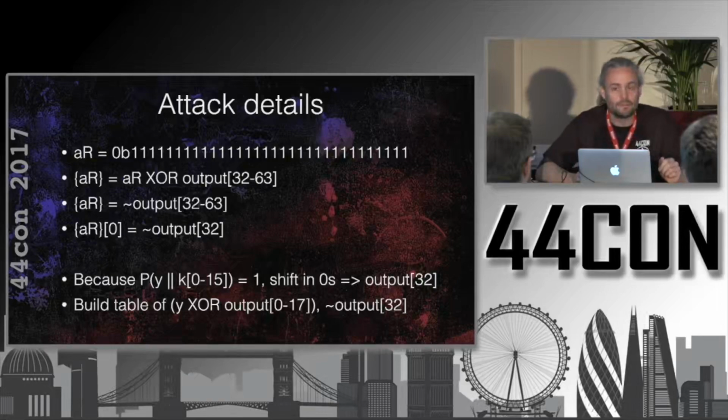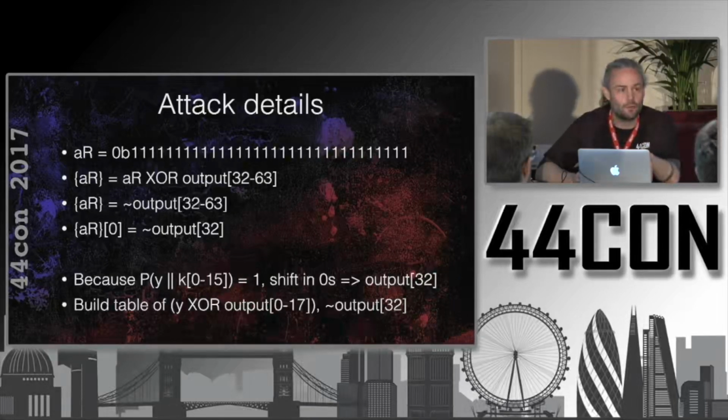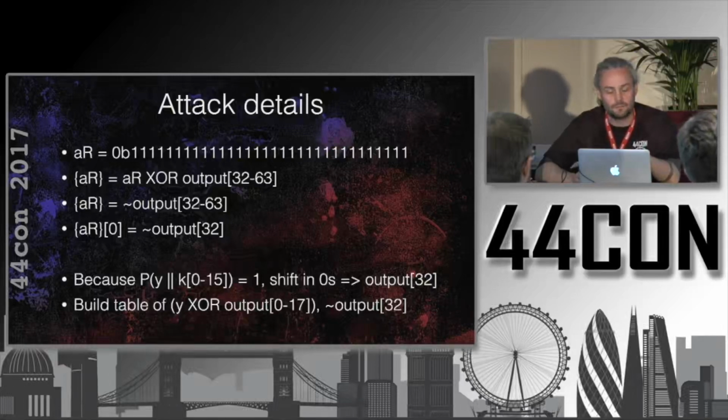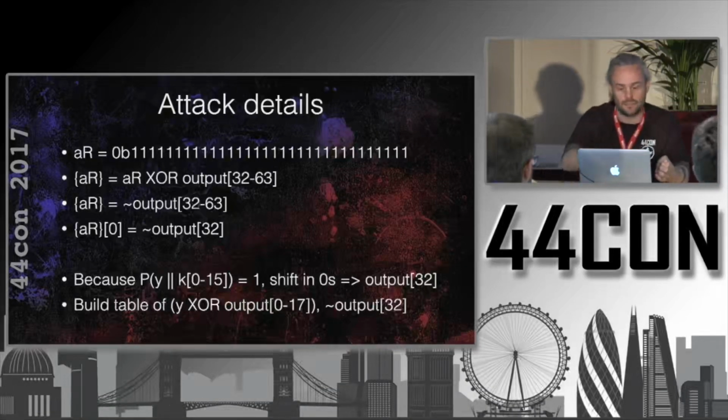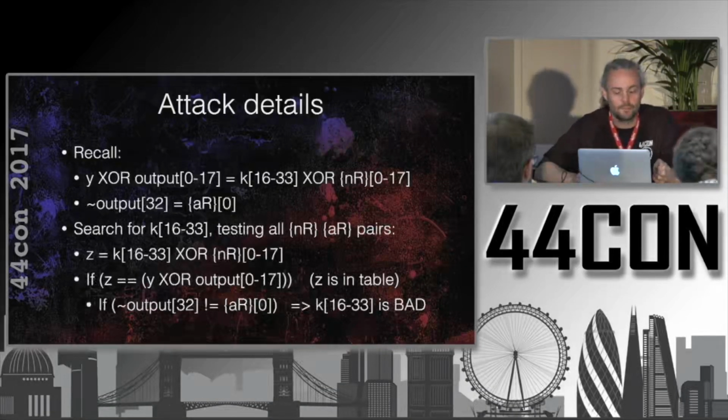So we can now build a table. We enumerate all of y, and for every y, get the 18 bits of output and XOR it with y, and then shift in the 14 zeros to get the inverse of the 32nd bit of output from the PRNG. That's going to be our table values, and we're only going to deal with y's that satisfy function p, so that we can actually do this trick.